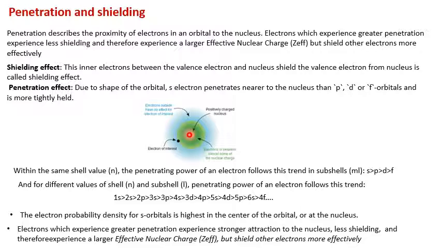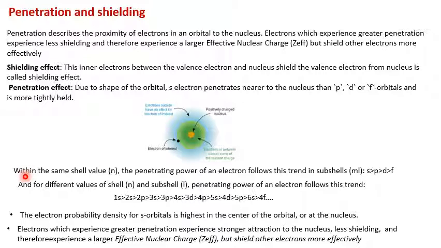Therefore, this outermost valence electron cannot fully experience the nuclear charge. For example, if the nuclear charge is 10 units, then this outermost electron will experience, let's say, 5 or 6 units. The remaining 3 or 4 units it will not experience, because they are shielded by the inner electron. The inner electron shields this effective nuclear charge, so the outermost electron cannot experience it fully. However, the inner electron, because of its penetrating power and the shielding effect, has a larger effective nuclear charge than this outermost electron, the electron of interest.